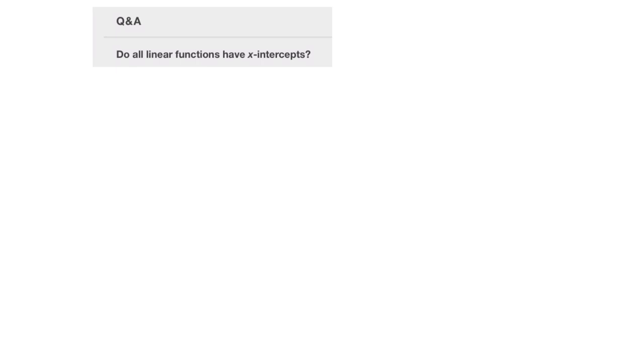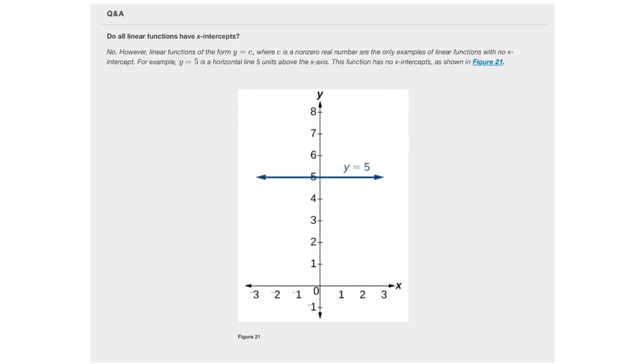Okay, so do all linear functions have x-intercepts? I would say no, because if you have a horizontal line, it has a y-intercept but no x-intercept, right? And that's a linear function, so it should be no. However, linear functions of the form y equals c, where c is a non-zero real number, are the only examples of linear functions with no x-intercept. So for example, when y equals 5, that's going to be a horizontal line 5 units above the x-axis, and it has no x-intercept. Okay, so constant functions. Okay, we're not too bad.